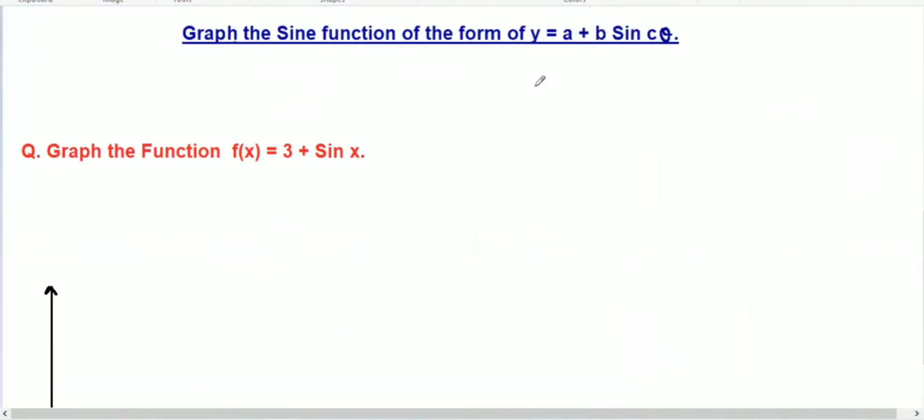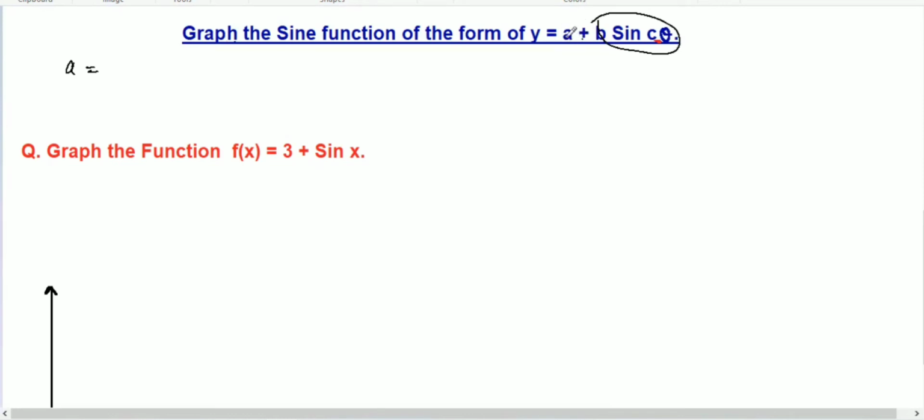Now next we will draw the graph of the sine function in the form of y equals a plus b sine c theta. Based on this question, this is the graph of the function f(x) equals 3 plus sine x. Now we will draw this graph. So what is the meaning of a here? Previously we did only up to here. Now we have a plus b sine c theta.